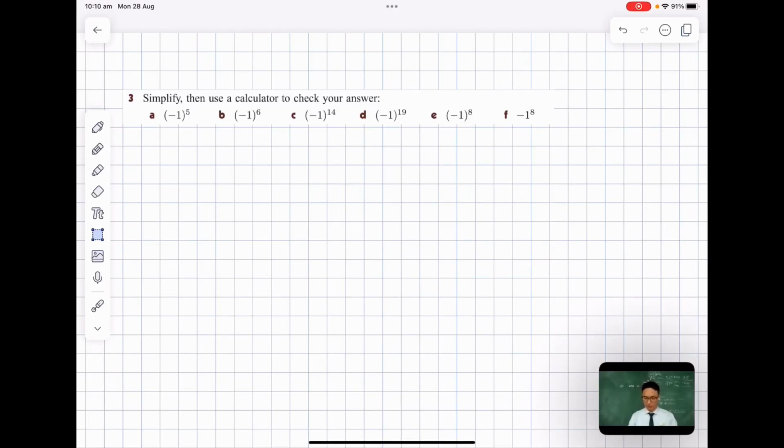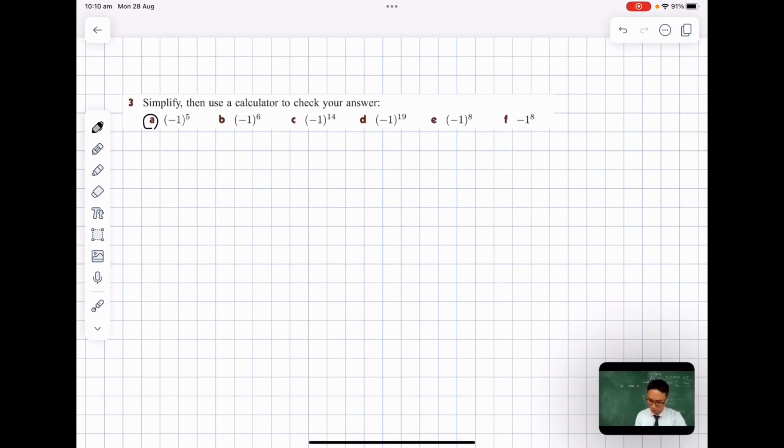Now I'll show you a few examples of how to do these questions algebraically and also using the calculator. I'm going to do question 3. I'll try question 3a and also question 3c. This one is similar to the example with the negative base before. So -1 to the power of 5.